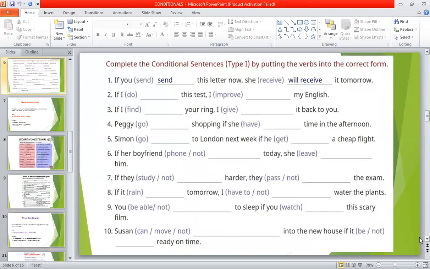Here is again. If you send the letter now, she will receive it tomorrow. It's possible. So talking about the future, present and future. So it's present simple, send, and the other part of the sentence, the future form, will plus infinitive, which is will receive.